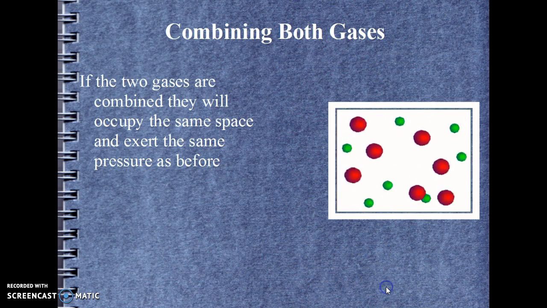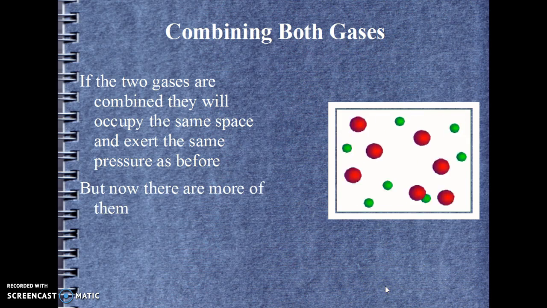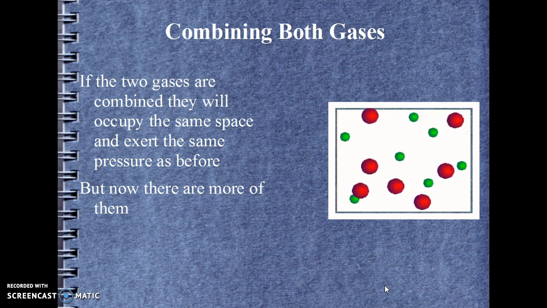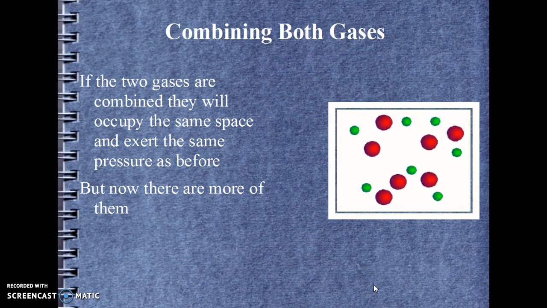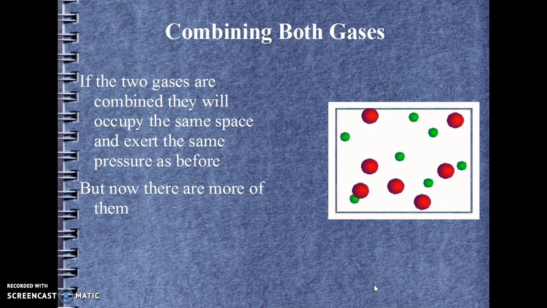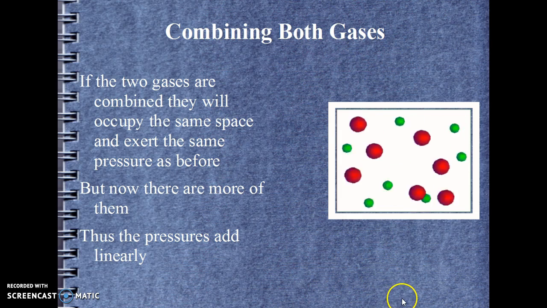Now, if we combine both gases, they will occupy the same space, and each one will exert the same pressure as before. But now, there are more of them. We've got two gases exerting the pressure that they had been exerting in the same size container at the same temperature. Thus, the pressures will add linearly.